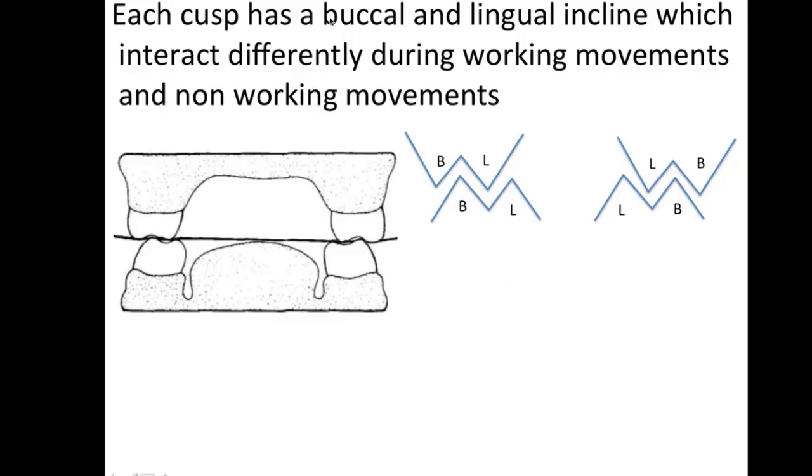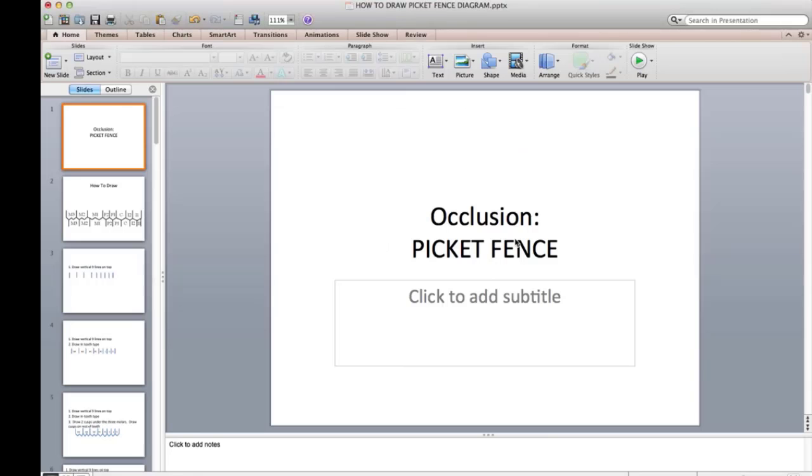And here I wrote each cusp has a buccal and lingual incline, which interacts differently during working and non-working movements. Now, I haven't talked at all in this lecture about working or non-working movements. I'm going to have another lecture for that probably. But these diagrams make it easier to visualize, if the jaw is moving in a working movement or in a non-working movement, which cusps are going to be interacting and which inclines are going to be interacting. So that's it for the picket fence.